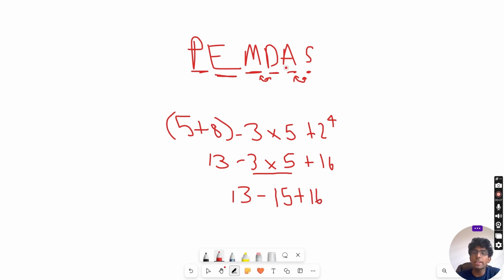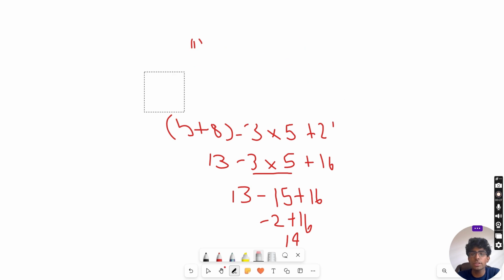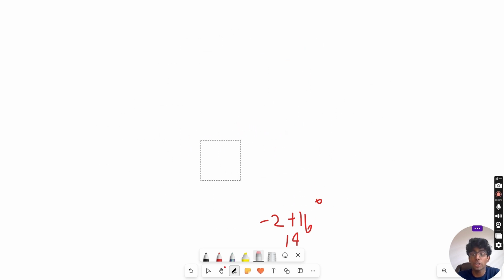And then now, like I said earlier, we're left with just addition and subtraction. So we're doing it from left to right. So we do the subtraction first. Negative 2, that's what 13 minus 15 is. Negative 2 plus 16, which when we add these two together, we get 14, which would be the correct answer in this case. So remember, PEMDAS for order of operations, you're going parentheses first, then exponents, then multiplication and division, depending on which one is first in the expression, and then addition and subtraction, whichever one is first in the expression is the one that you evaluate first.